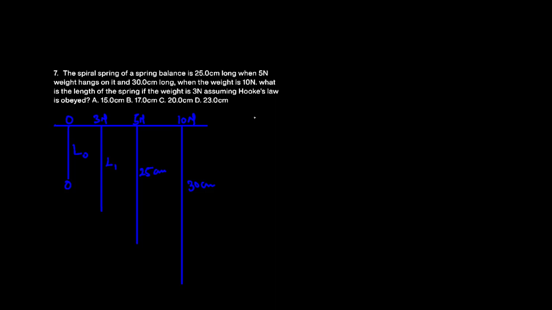So solving it normally, let's just find the change between these two instead of starting from scratch here. Let me write the formula first. K equals F over E. That's the formula we are using. So 5 minus 3 divided by 25 minus L1 will equal 10 minus 5 divided by 30 minus 25. So what will this give us? This will give us 2 all over 25 minus L1, and that's equal to 5 all over 30 minus 25, which is 5.